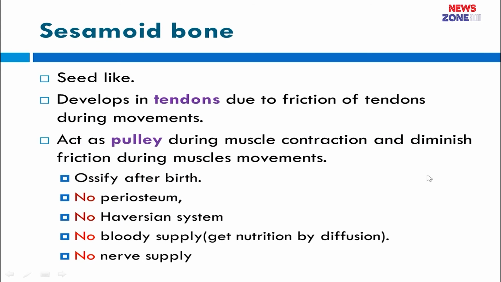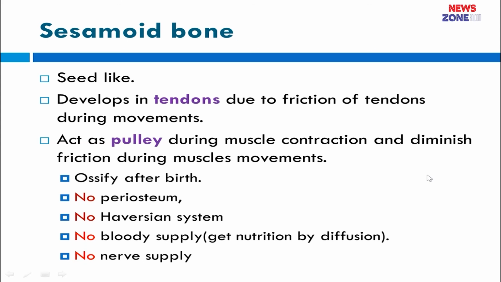Now, lastly, another type of bone is called the sesamoid bone. Sesamoid means seed-like, so they are very small in size. The sesamoid bones are commonly developed within the tendon of the muscles. That means it is formed by the continuous friction of the tendons on the bone surface. Like the patella. The patella is one of the largest sesamoid bones in our body. Patella is formed by the friction of the tendon of the quadriceps femoris muscle.